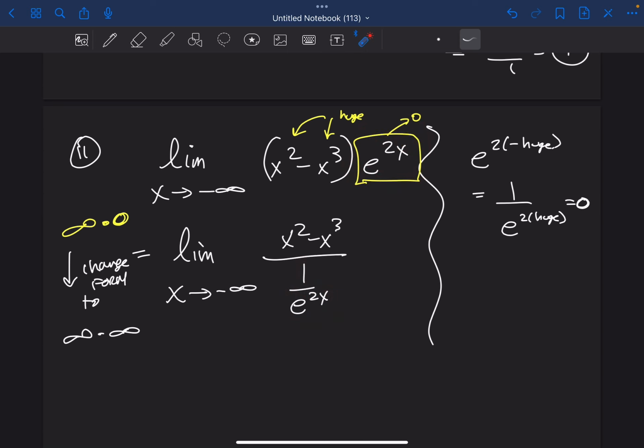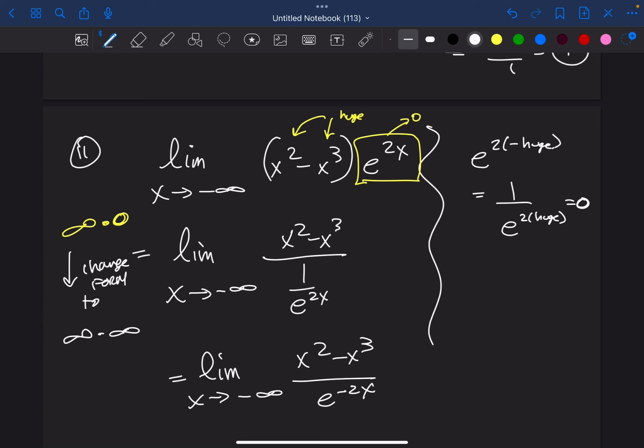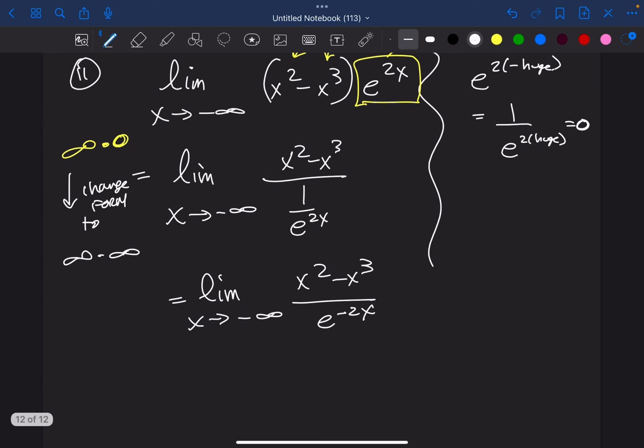So for this number 11, now we have it in the right form. This is infinity, and this is 1 over e to the 2 negative huge when you let x go to negative infinity. I think the way to make this make sense is to write it as the limit as x goes to negative infinity of this over e to the negative 2x. Now it should be clear that we have it in the right form, infinity over infinity.